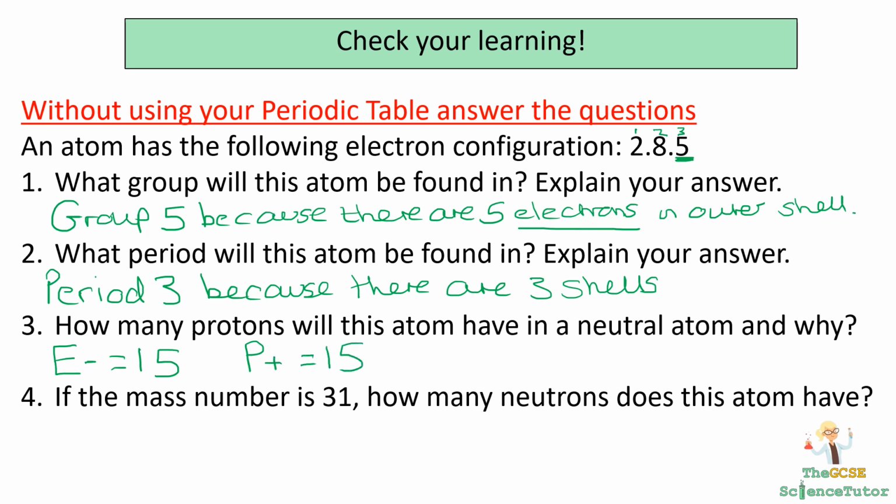And finally, if the mass number is 31, how many neutrons does this atom have? Well, if we were to take the symbol of this atom and call it element X, we know that the mass number, the top number, is 31. We also know the proton number, or the atomic number, is 15. So to work out the number of neutrons, we need to do the top number minus the bottom number to give us an answer of 16 neutrons.